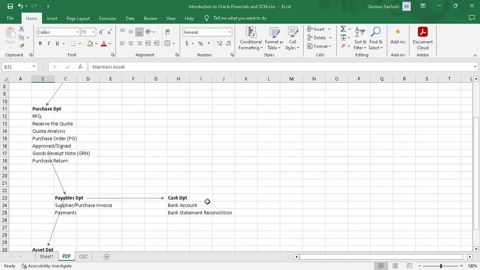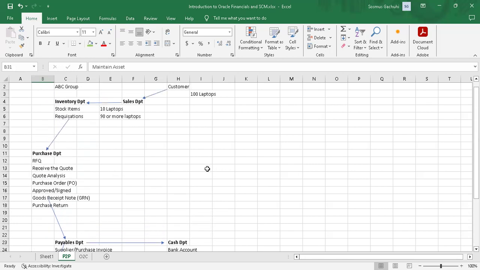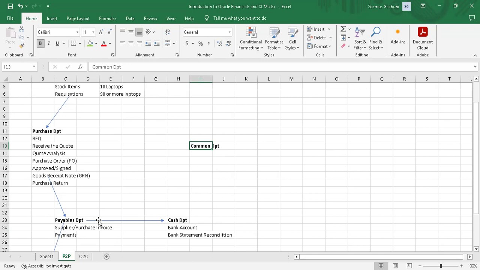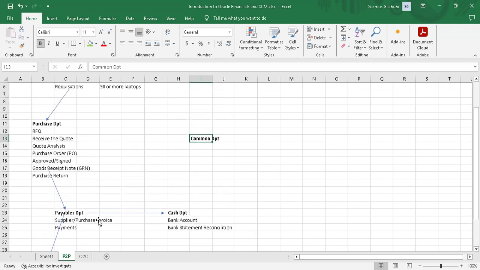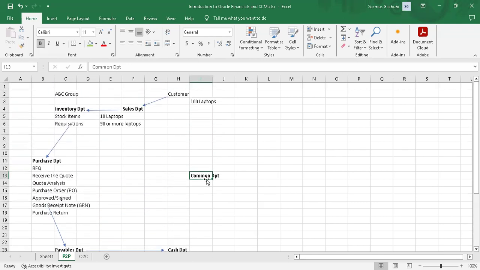So once all this has been done, we usually have a common department. Under the common department, after all these processes have been done, what happens is that here we usually maintain financial reports.